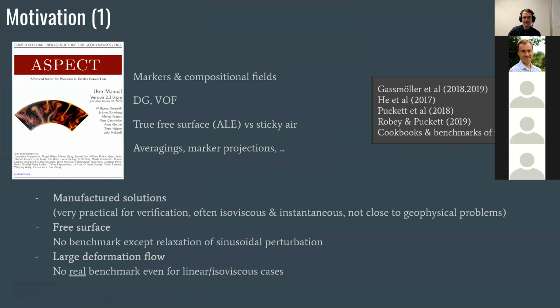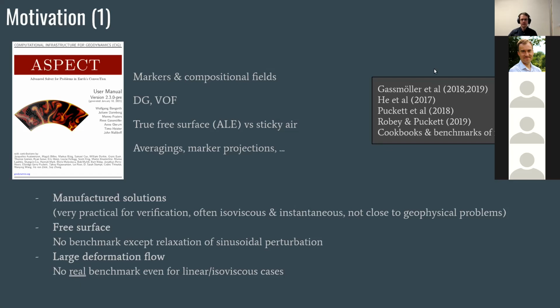So effectively, in terms of motivation, obviously we have the code as it is now, and we have by now markers and compositional fields. We have this continuous Galerkin, we have the volume of fluid method in there. We have a true free surface by means of the ALE formulation, or we can use a sticky air. As many of you know, there is always the question about the averaging, the marker projection. This is work in progress, I understand.